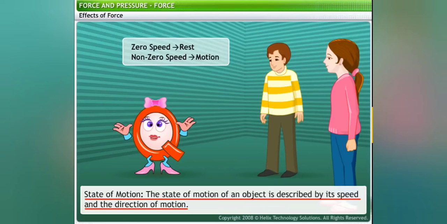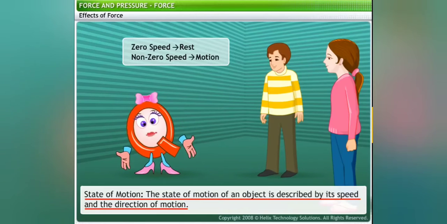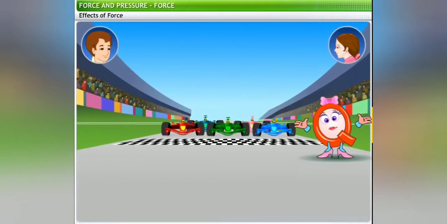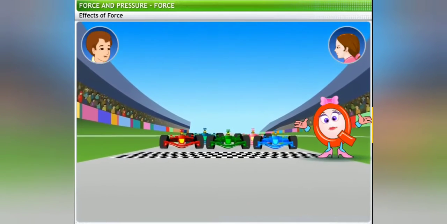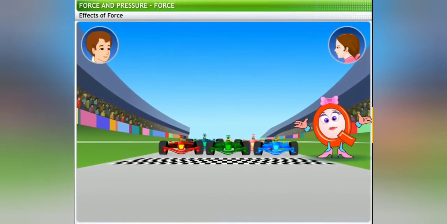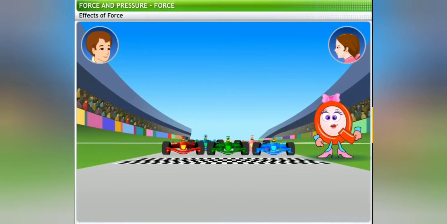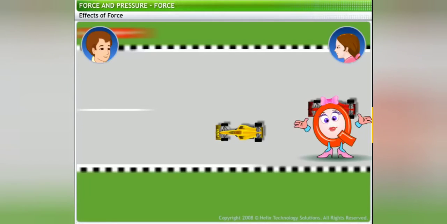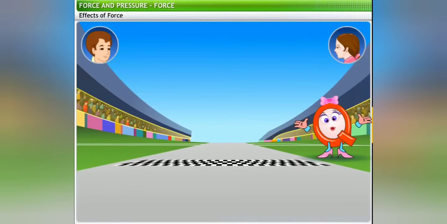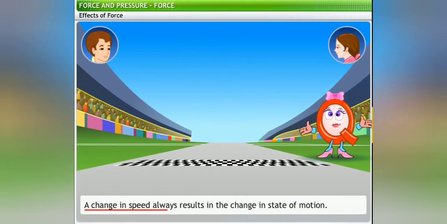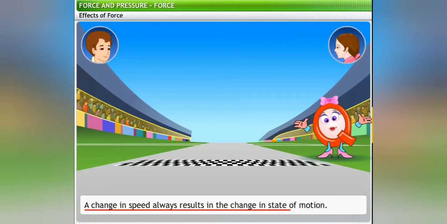To understand better, let's observe a car race with James. The race has started. Look at all those cars shooting off. The cars that were at rest are now driving at a high speed. In other words, their state of motion has changed. However, the audience is still at rest. A change in speed always results in a change in state of motion.